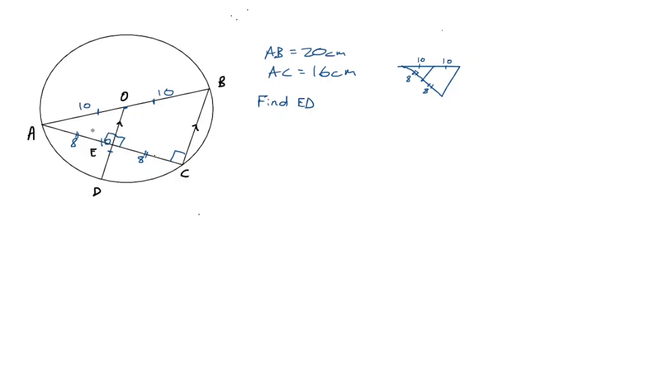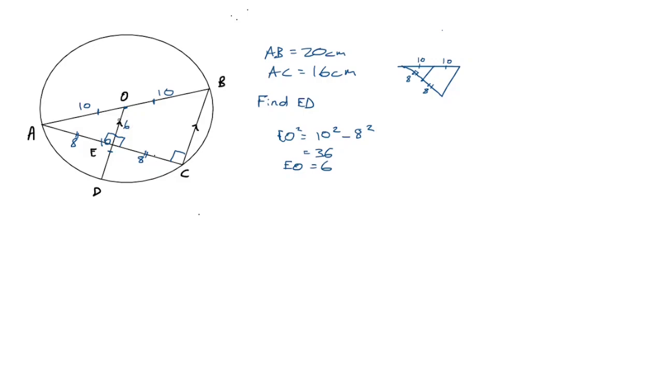I'm going to focus most of my attention in this little triangle here and do Pythagoras. So if I need EO squared, it will be the hypotenuse squared minus the other side squared. That leaves you with 36. So then EO is 6.